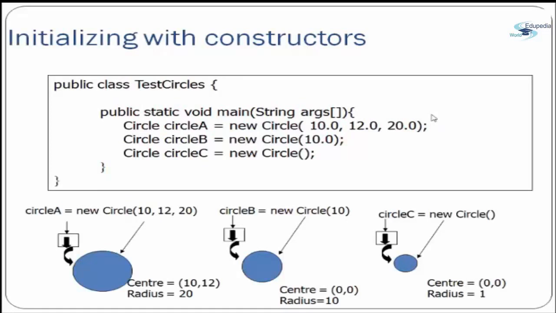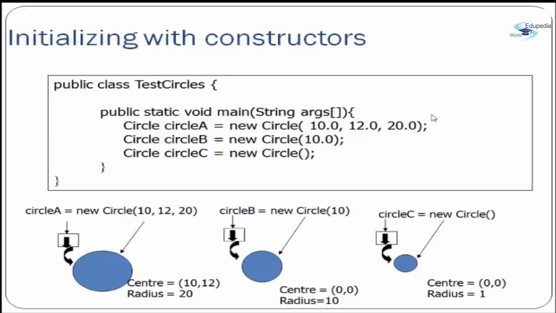So in the previous example, how can we create the object? As I have told you, we can create the object in three ways. Either we can create an object by passing the points and the radius, as we are creating circle A. Then we are creating circle B by only passing the radius, and then we are creating circle C by passing nothing. Okay, so there are three ways of creating this object.